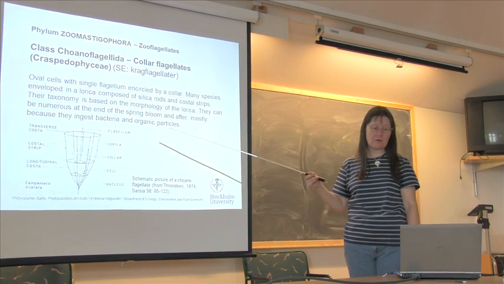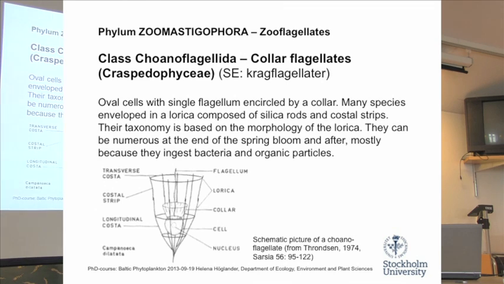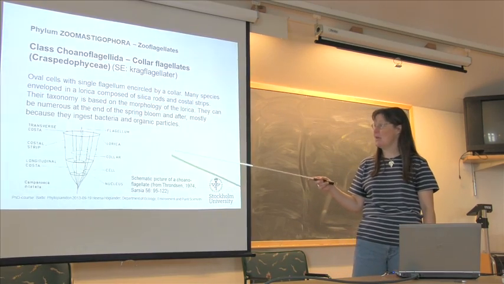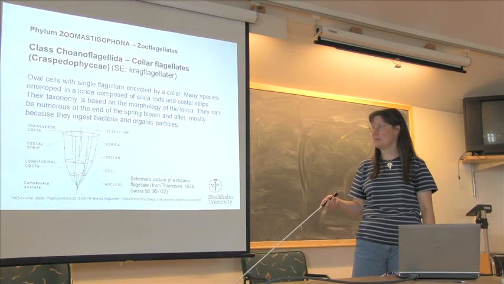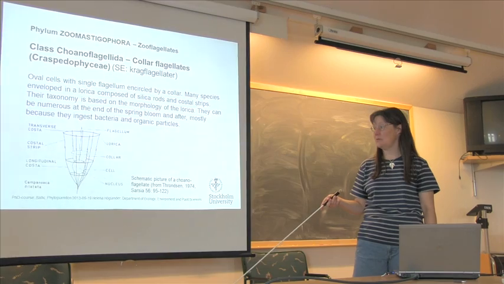Then you have the collar flagellates, the Choanoflagellates, and they are one cell encircled by this collar that they have. The shape of this collar and how it looks is the way you can use for identification of them. And they're heterotrophic, and they can be very numerous after the spring bloom, but also year round.